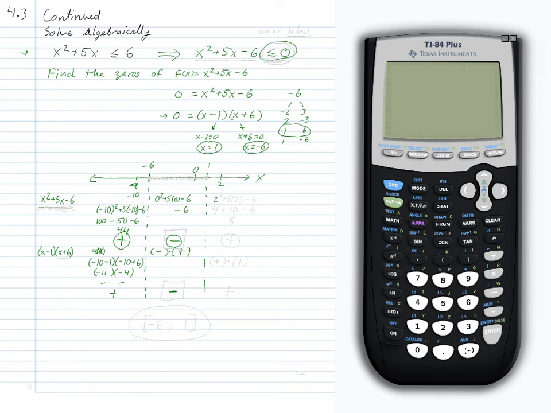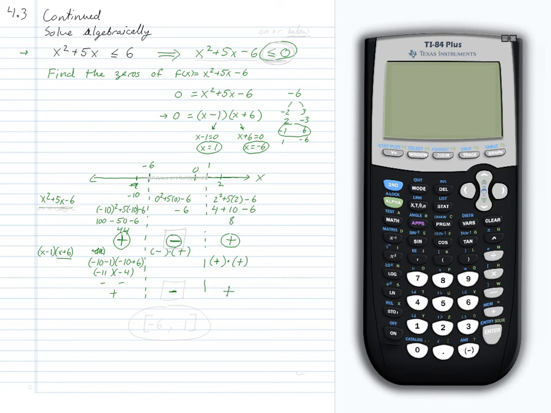Let's see, that would be 2 squared plus 5 times 2 minus 6. So that's 4 plus 10 minus 6. 14 minus 6 is 8. So that's positive there. So our parabola would be above in this region. Using the factored form, we could use 2 minus 1, which gives us 1, which is positive, times 2 plus 6, which is also positive, and the product of two positive numbers, regardless of what they are, is positive.